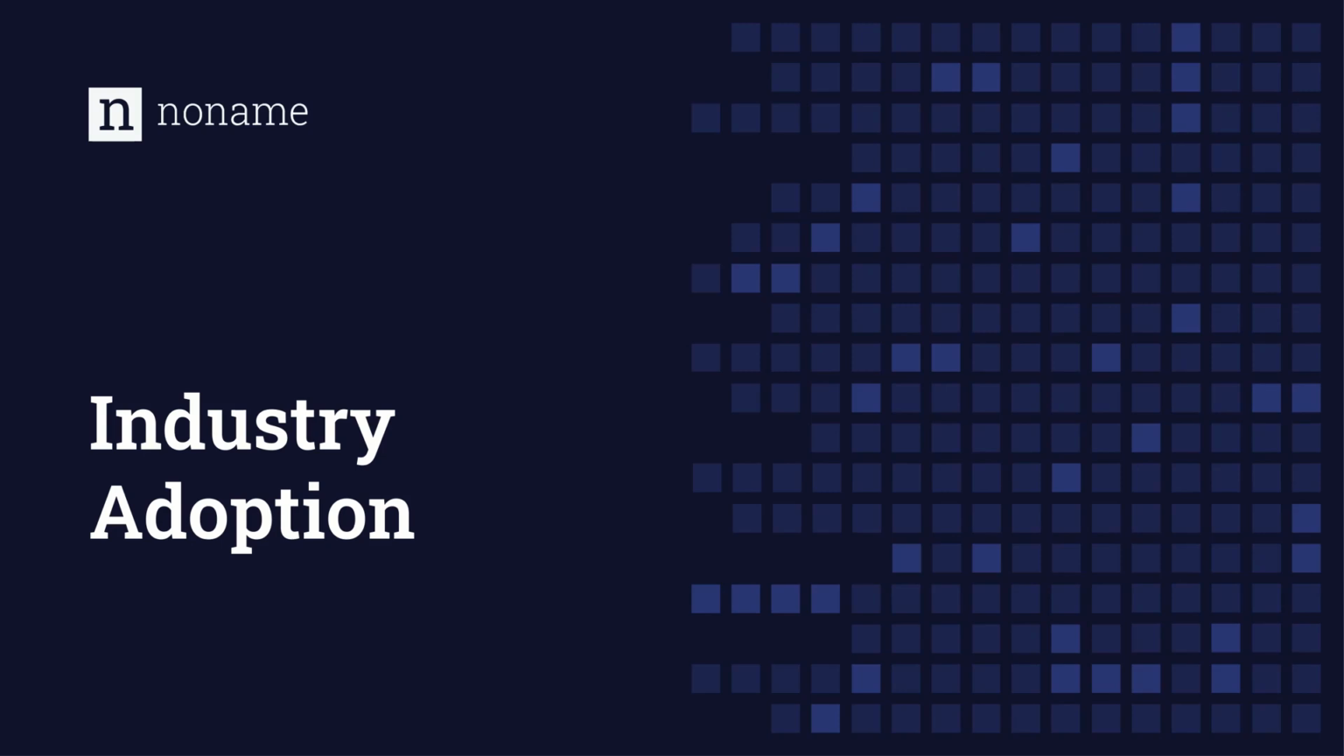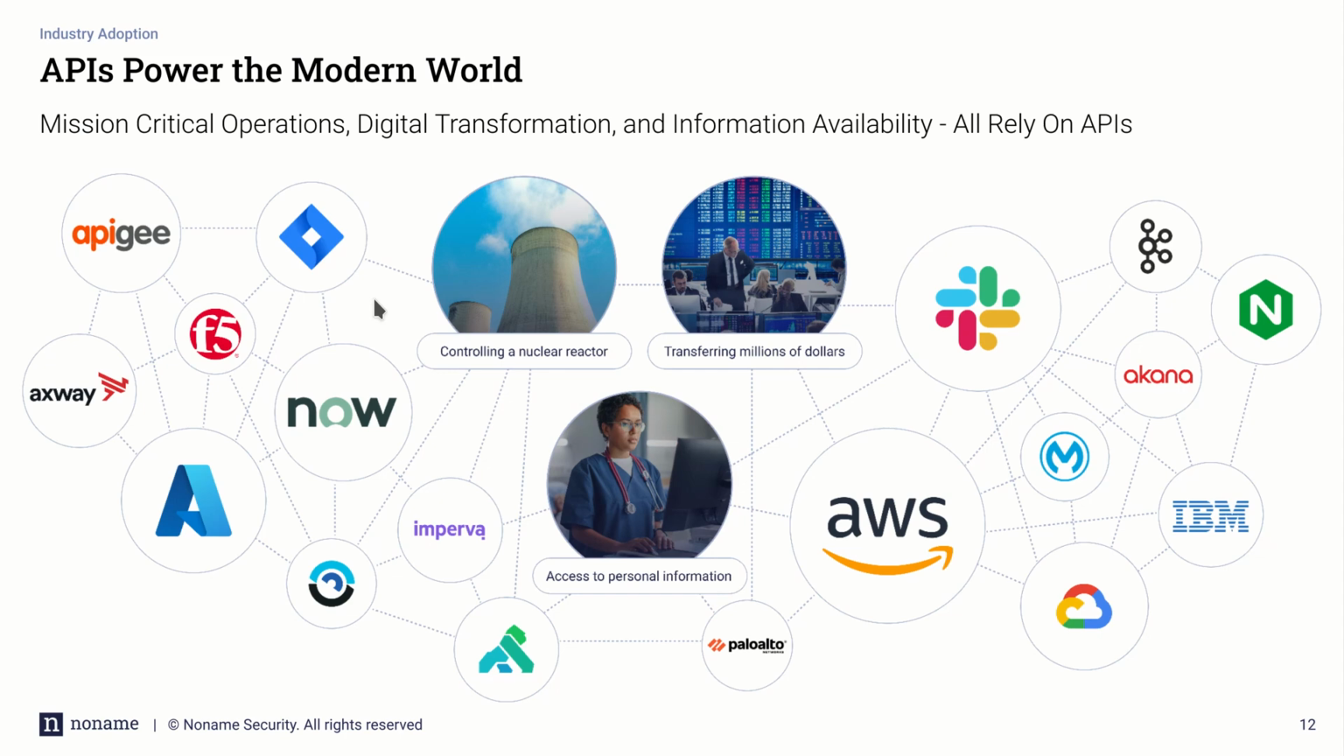So let's talk about industry adoption now. Are APIs adopted by industry? And if you're here, you're listening to this course, you already know that APIs pretty much are everywhere, right? They're powering, they're implementing pretty much every single aspect of our modern software ecosystem, right?